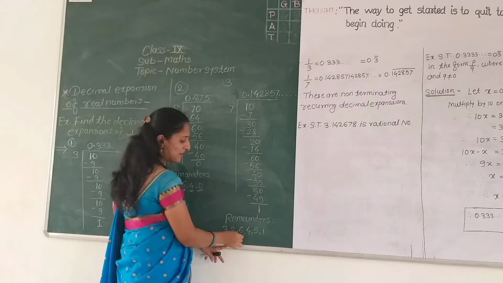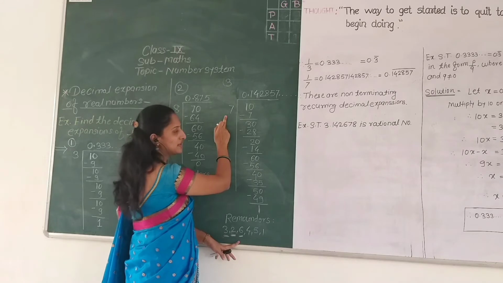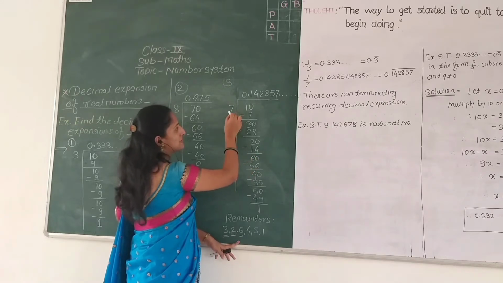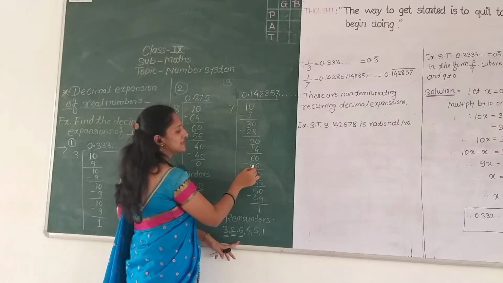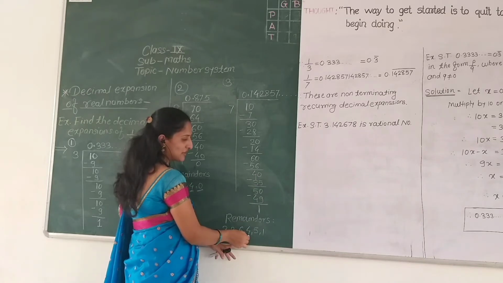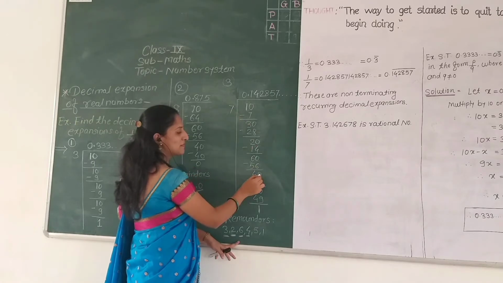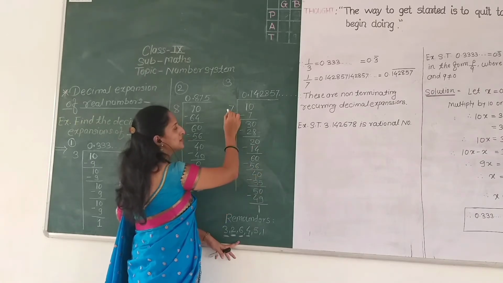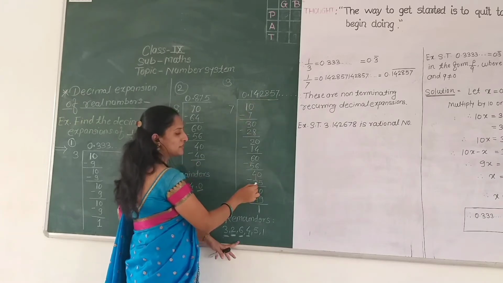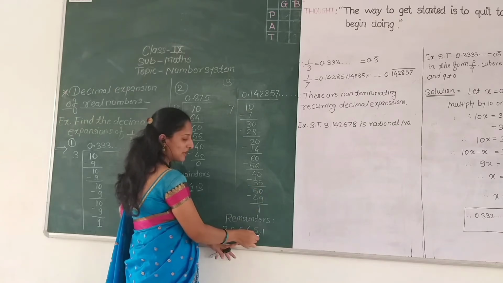That means the remainder is 6 here. Now this 6 is not divisible by 7. Therefore I place 0 here. Now 7 8s are 56. So 60 minus 56 is 4. Now my remainder is 4. This 4 is also not divisible by 7, so I place 0 here. Now 7 5s are 35. 40 minus 35 is 5. Now the remainder is 5.